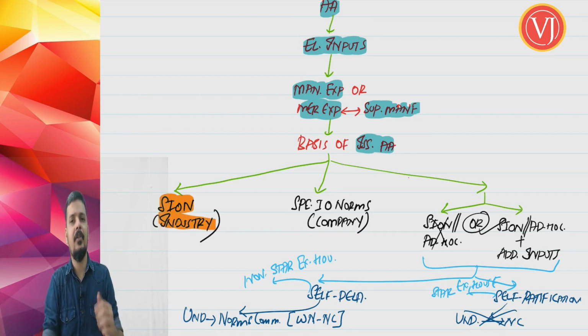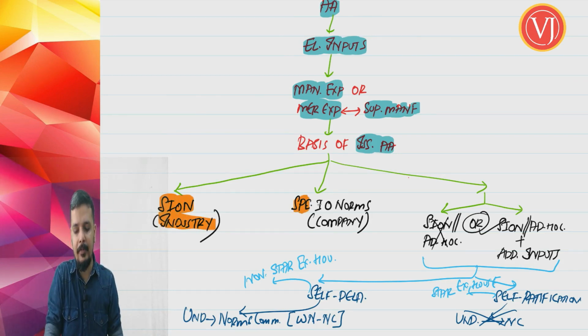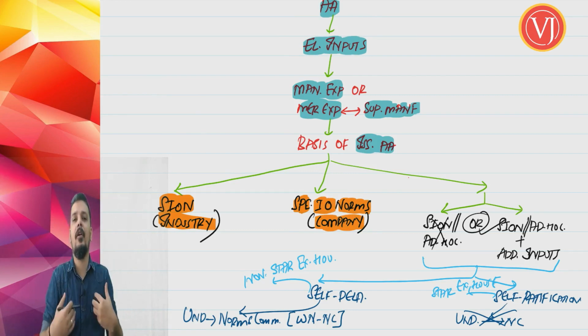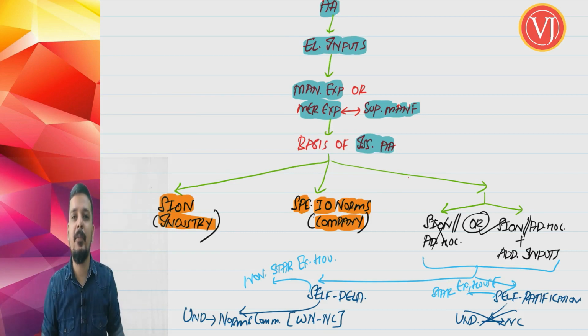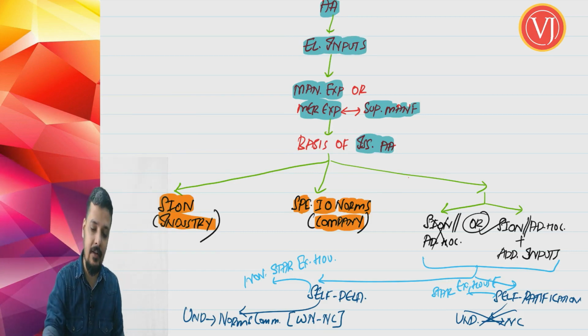And if you are not happy with your standard input output norms, you can apply for a special input output norms only for your company. You can tell that no, the standard input output norms, it's 2:1, which I feel is not right. I'll submit all the data of my manufacturing activity, please change my input output norms. Because understand that you have to fulfill export obligation both in terms of quantity and value.